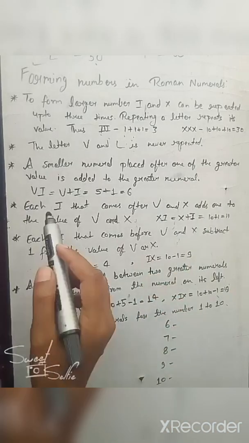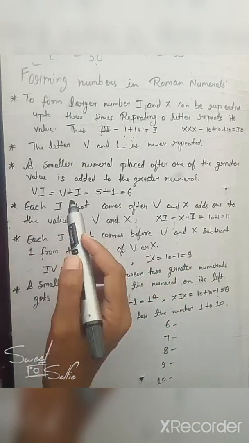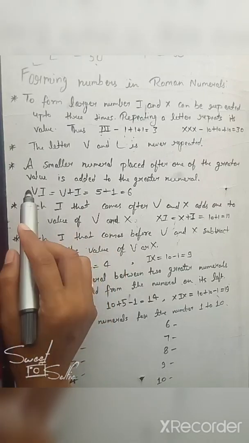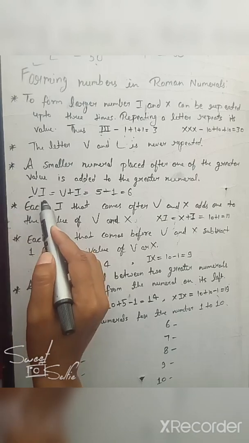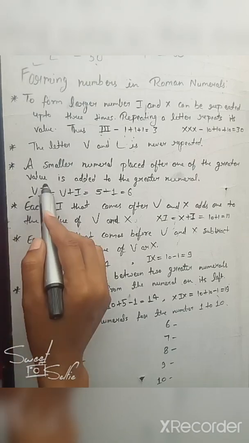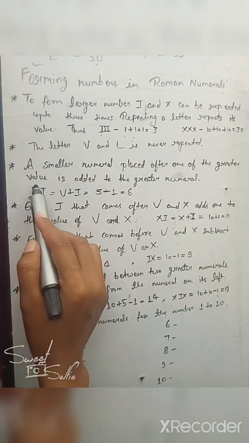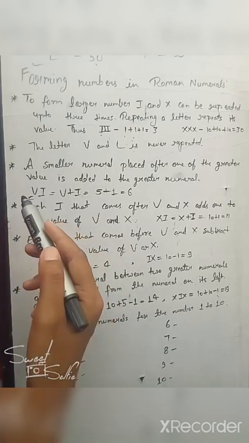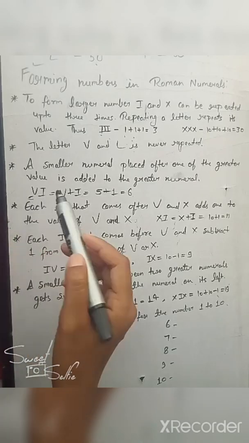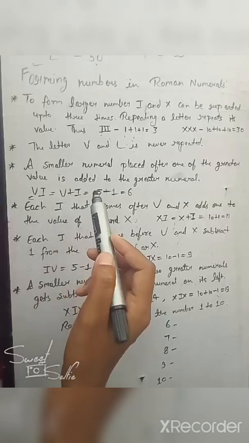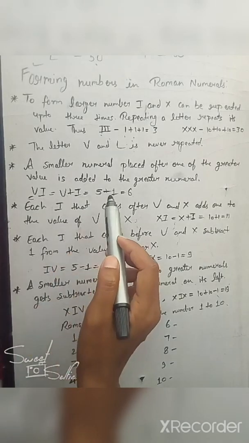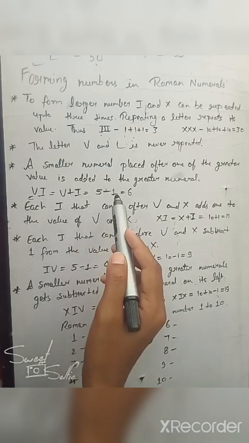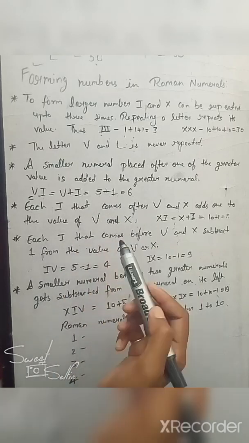A smaller numeral like I placed after one of the greater value means greater value के बाद ही हम इसको राइट करते हैं और I की वैल्यू को हम V की वैल्यू में ऐड कर देते हैं. As I have written here, VI means V plus I. So the value of V is 5 and I value is 1, so 5 plus 1 is equal to 6.